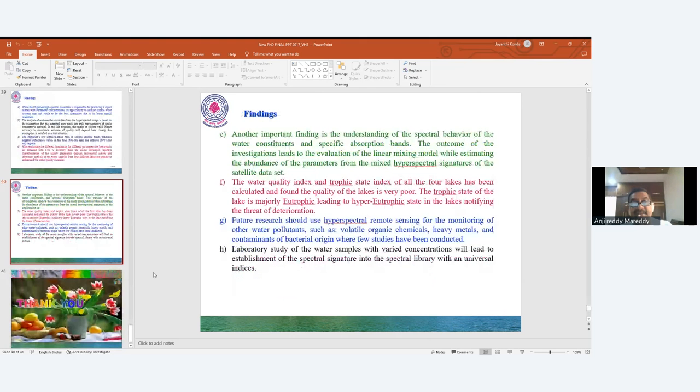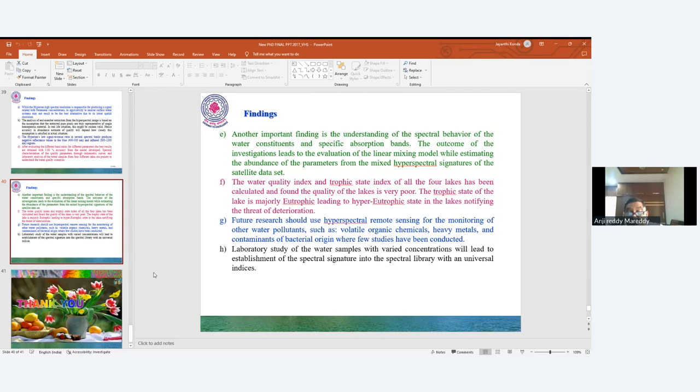These are general findings. We also need some future research, which should use hyperspectral remote sensing for the monitoring of other water pollutants such as volatile organic chemicals, heavy metals, contaminants of bacterial origin, where few studies have been conducted. Laboratory study of the water samples with varied concentration will lead to establishment of the spectral signature into the spectral library with universal indices.